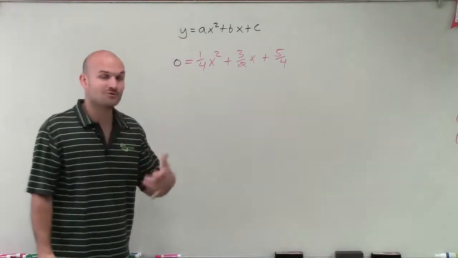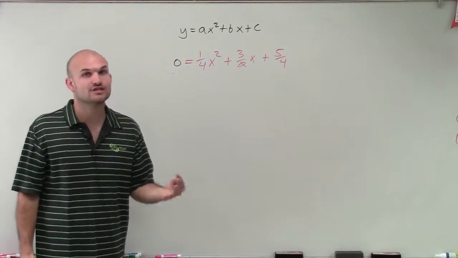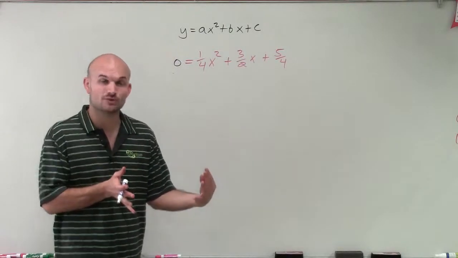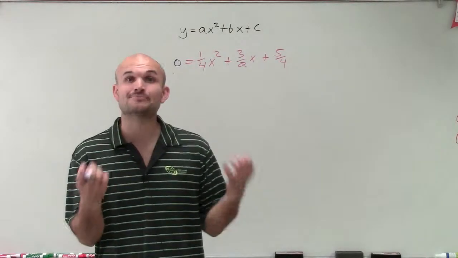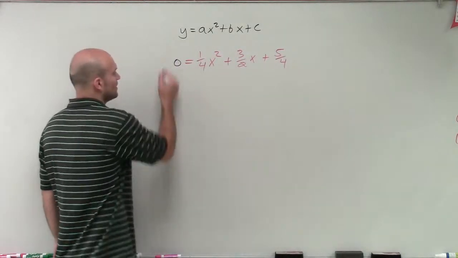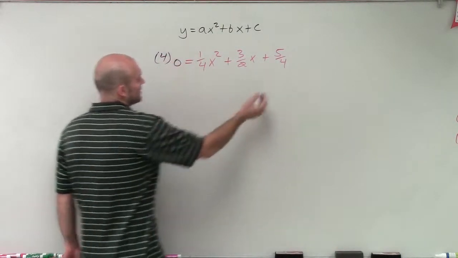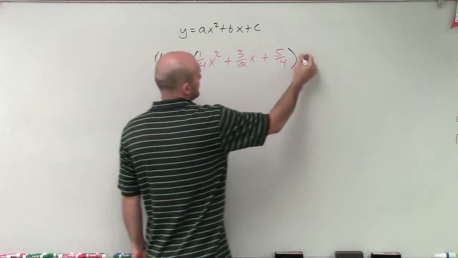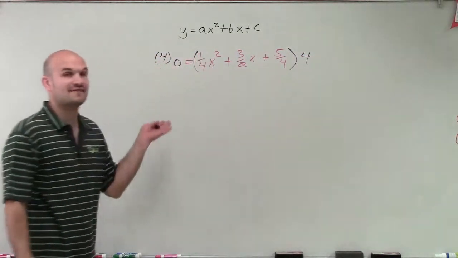Also, multiplying or dividing by a factor is not going to change the solutions. It will affect how the graph looks, however, the x-intercepts, or the solutions of the graph, are not going to be affected. So I'm going to multiply everything by 4, the left and the right side.